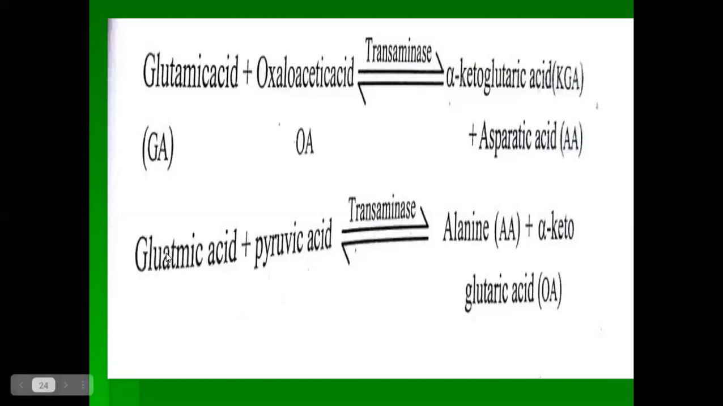Here also, the amino group of glutamic acid is transferred to alpha ketoglutaric acid, and a new amino acid like alanine is synthesized in the presence of the transaminase enzyme with the help of pyruvic acid. It is the second step of ammonia assimilation. The second step is called transamination.